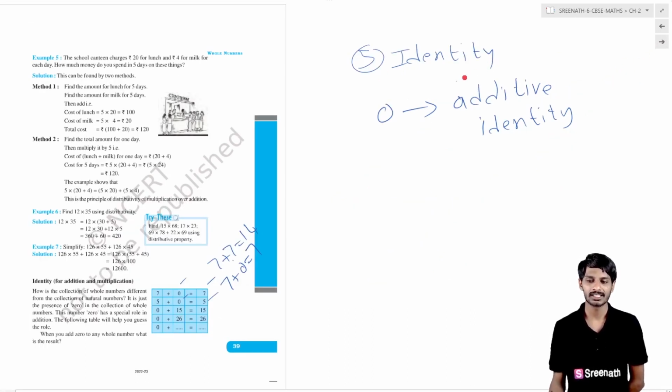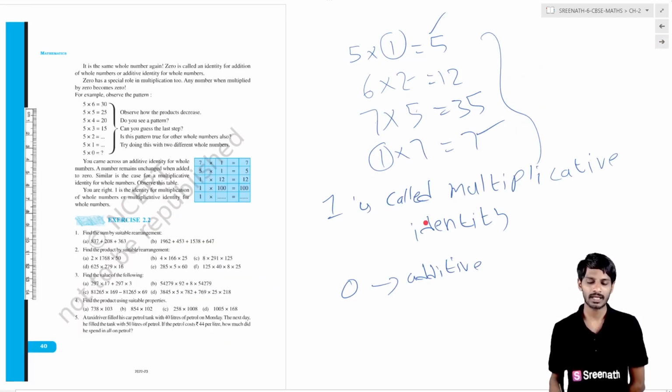Next thing is the identity. 0 is the additive identity. Why? Because if you add 0 to any number, you get that same number. And 1 is the multiplicative identity. Why? Because if you multiply any number by 1, you get that number only.